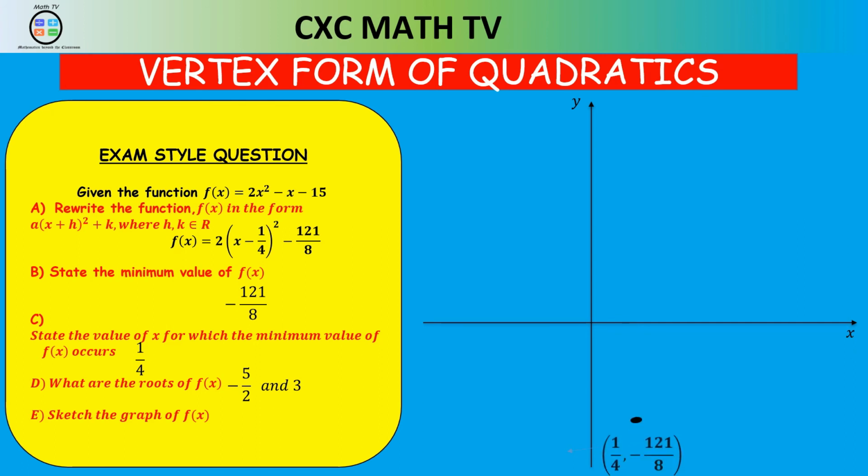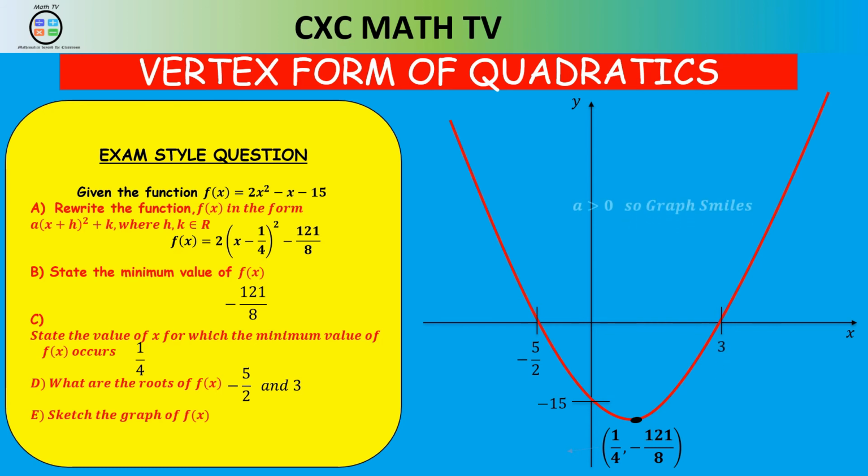I know that my curve is going to smile since a is greater than 0. A is 2. So I know it smiles. So I draw my smile. Now I put on my y-axis intercept, which is negative 15. I then put on my roots, negative 5 over 2 and 3. Alright, and that represents the graph of f of x being 2x squared minus x minus 15.